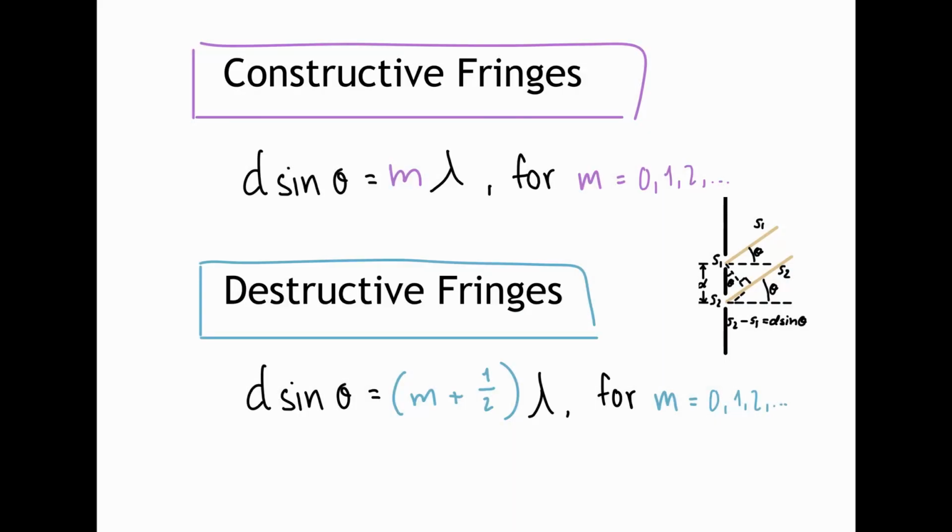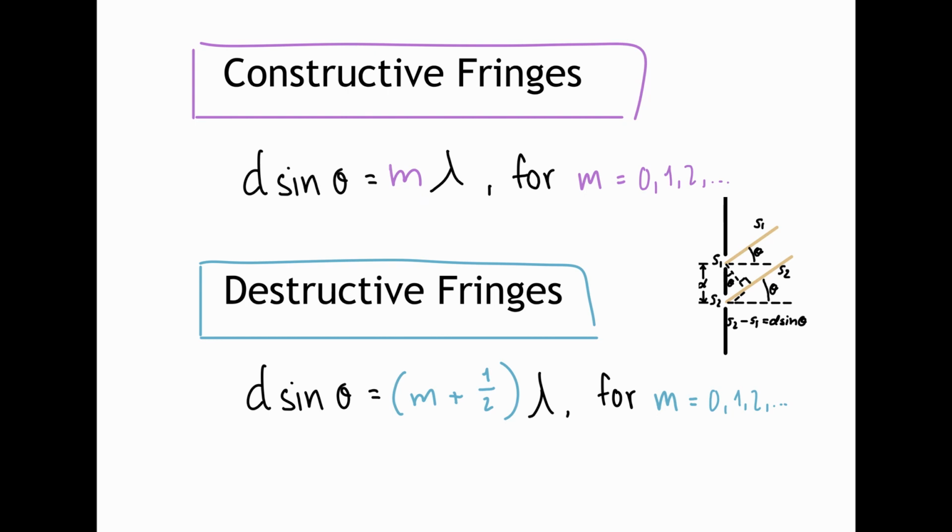As was mentioned before, the visible lines in the interference pattern are the constructive interference. We can find the constructive fringes when d times sine theta equals m times lambda, for m equals 0, 1, 2, 3, and so on. Where d is the distance between the two slits, theta is the angle from the perpendicular or the normal, and lambda is the wavelength of the laser.